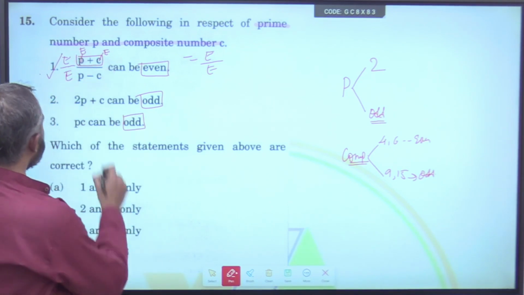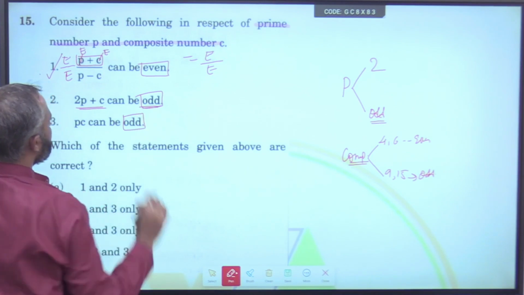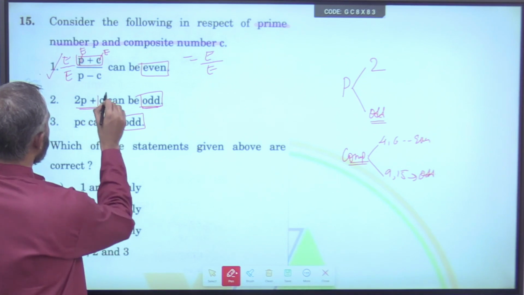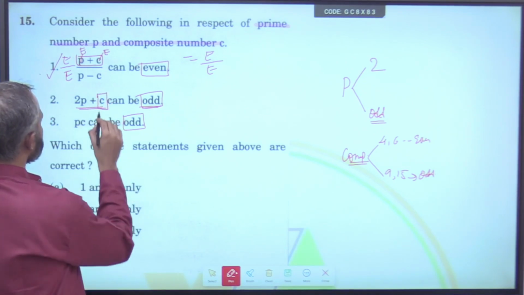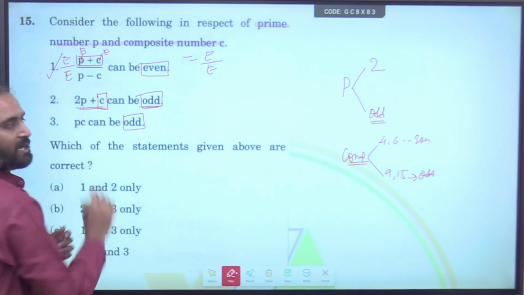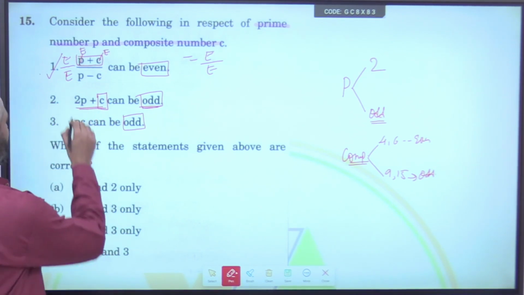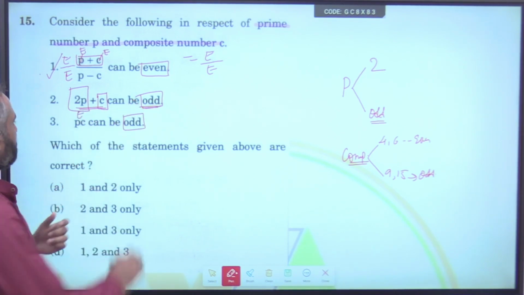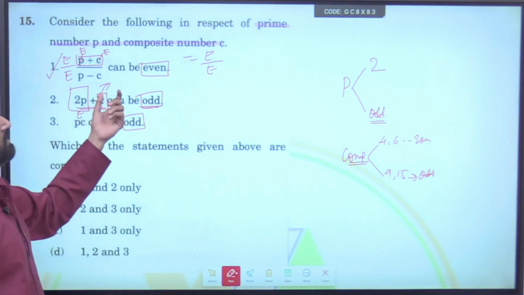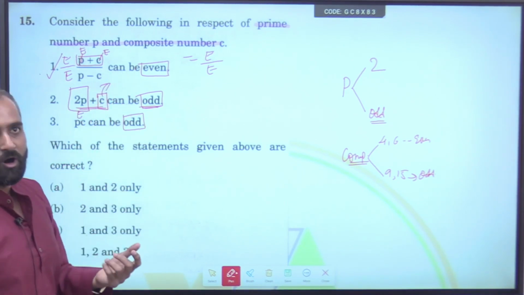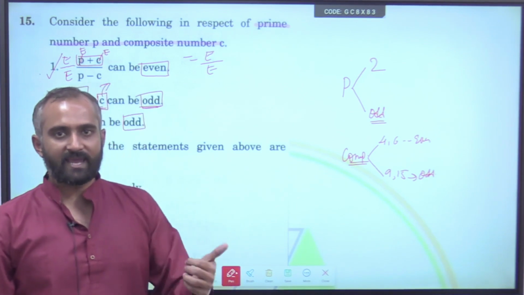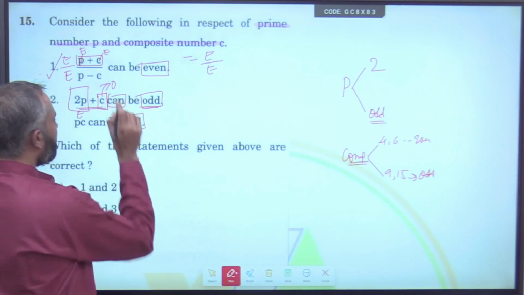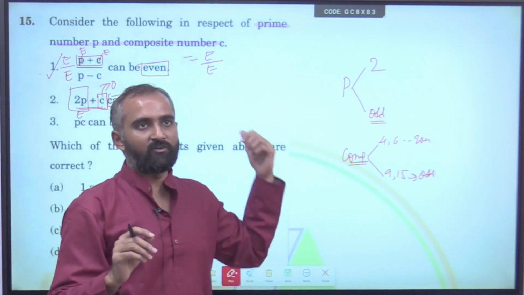This can be even. Next, 2P plus C can be odd. For odd to exist, anyhow this is multiplied by 2. When anything is multiplied by 2, this is obviously even. And the result being odd depends on the composite number being even or odd. Do we have odd composites? Yes, we have odd composites, 9, 15 and all. So, this can be odd. So, 2P plus C can be odd. Even one existence of one case of it being odd proves our case.